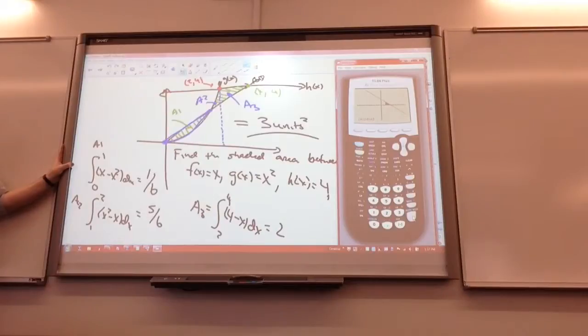The curved line's underneath the straight line, right? So that's how I know the straight line's on top. That's why I write the straight line first. Okay? And now the straight line is on the bottom.